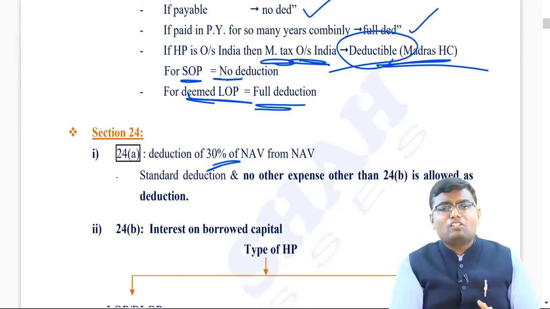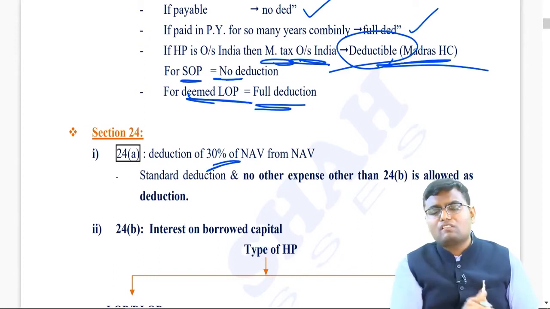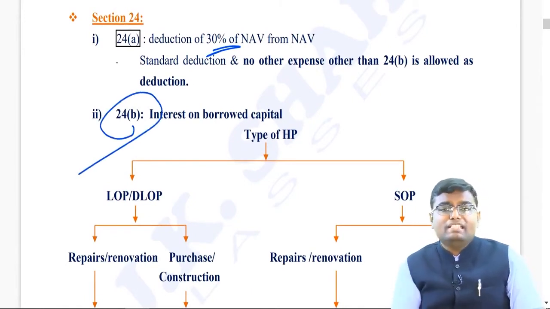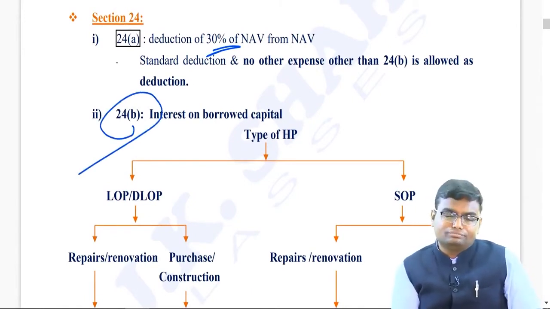So 30% of NAV you can deduct. That is Section 24 clause A. What is the next and the last deduction that you get in income from house property? Section 24 clause B, interest on borrowed capital.